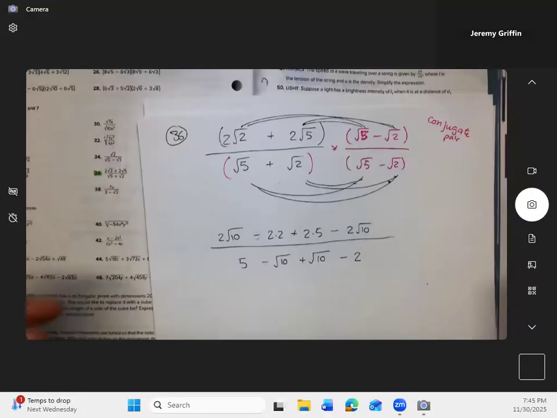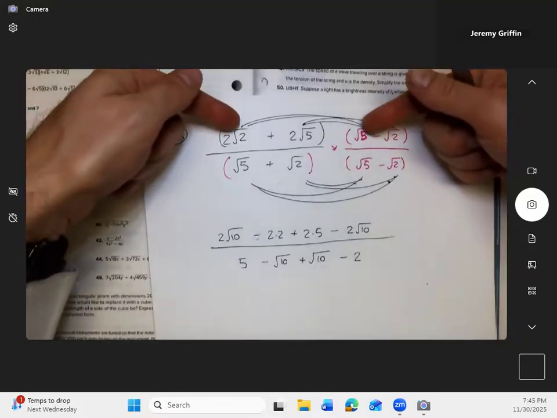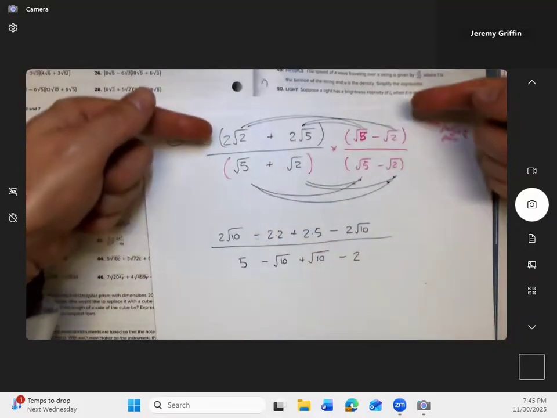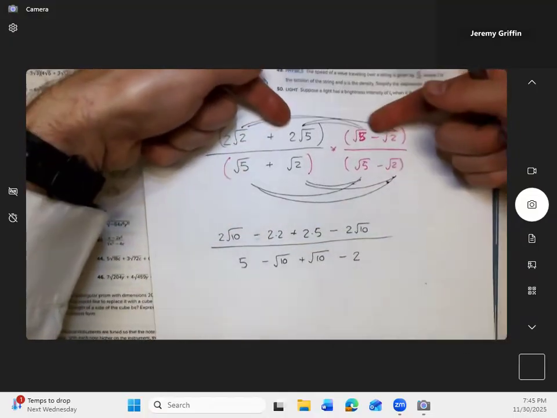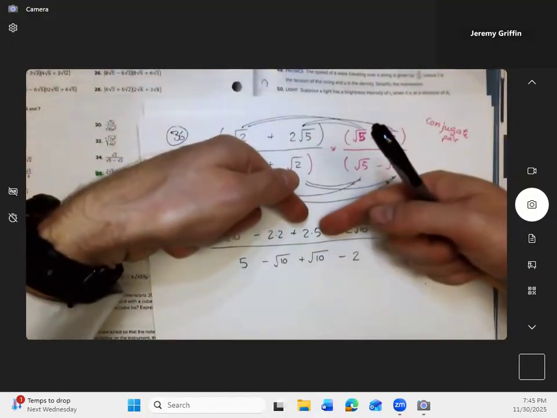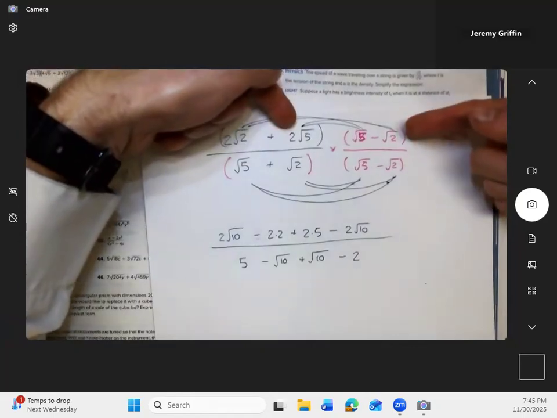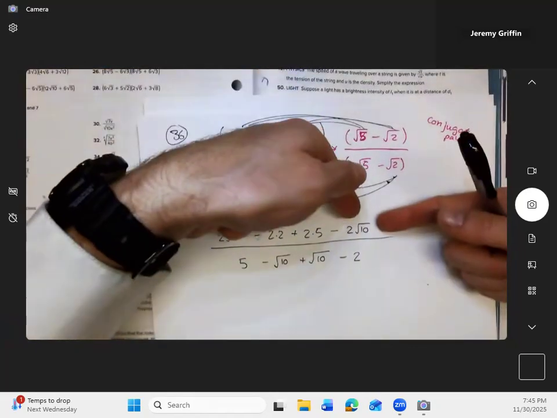Boom. So there's the FOIL process done. 2 root 2 root 5. Root 2 root 5 is root 10. Outside, 2 root 2 root 2 is 2 times 2. Inside, 2 root 5 is 2 times 5. And 2 root 2, okay, that's 2 root 10.